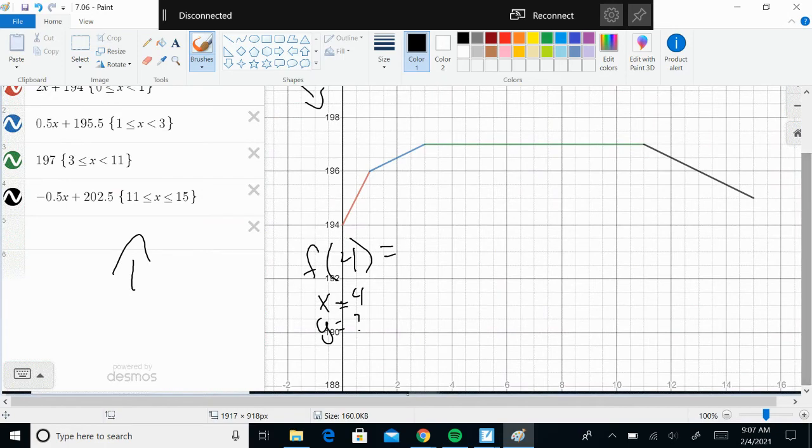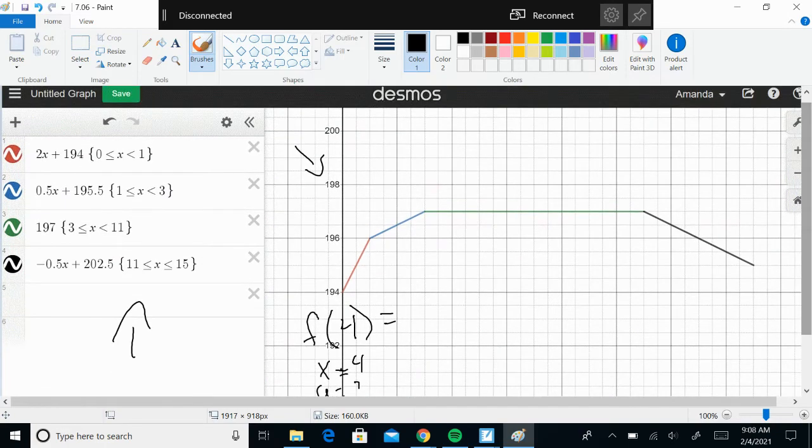So there's two ways. The first way, we can come over here to our table and find which of these domains, that's the part in the brackets, 4 would fall into. Well, 4 would fall into the third domain, right? 3 is less than or equal to x is less than 11. 4 would fall in the middle of that domain. So we know that f of 4 has to equal 197, because that's what my table tells me that part of the domain, or that part of the x values, equals.